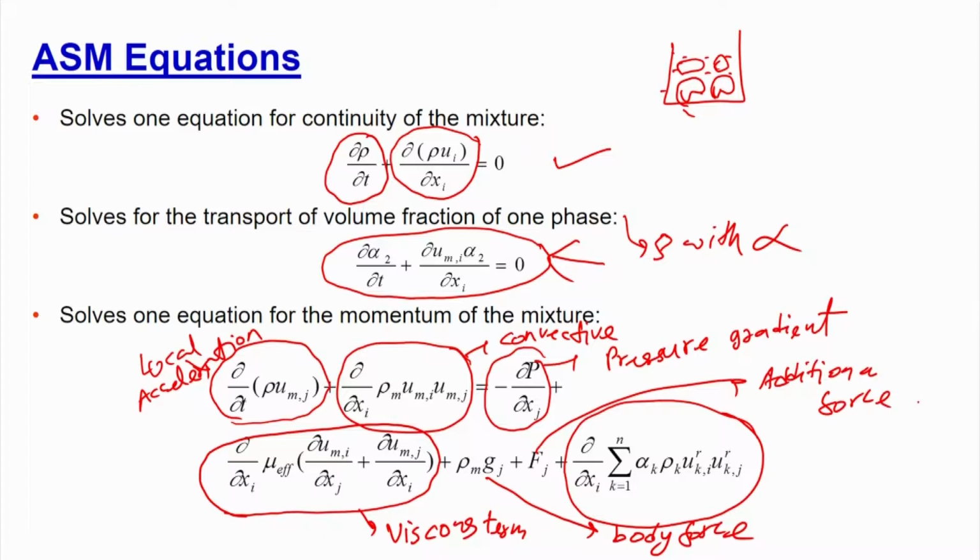Please see that we have not taken the drag here, because we are solving only one equation. So, we are making the equation based on the mixture property. That is why we are not including the drag in the momentum equation term.